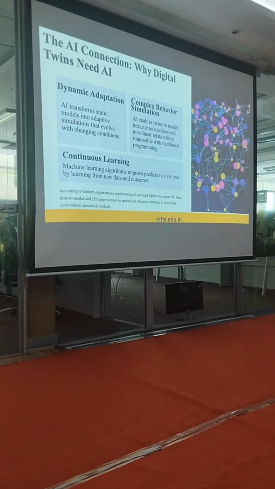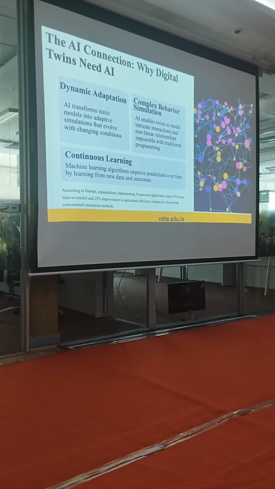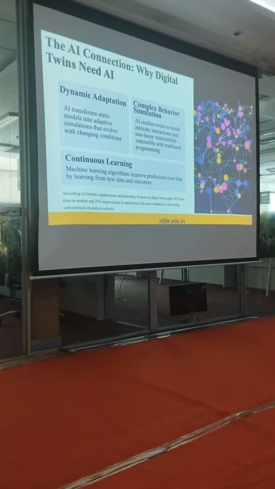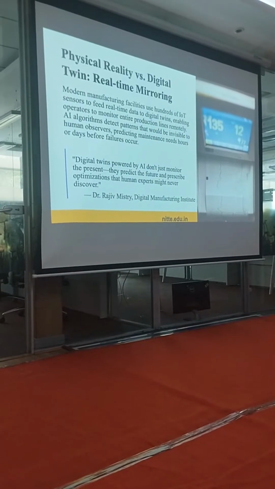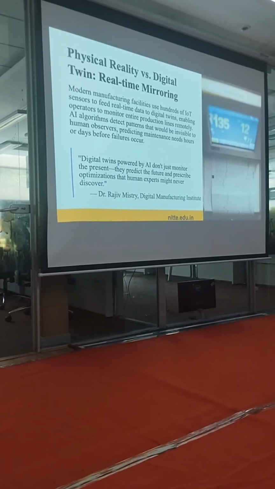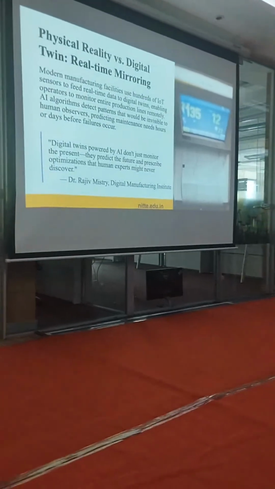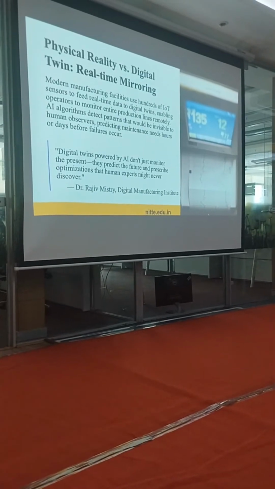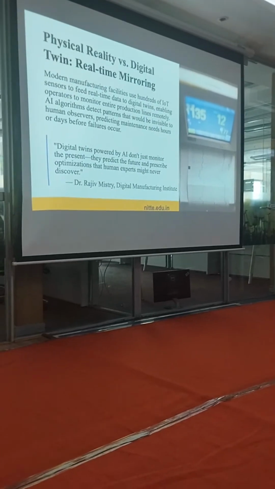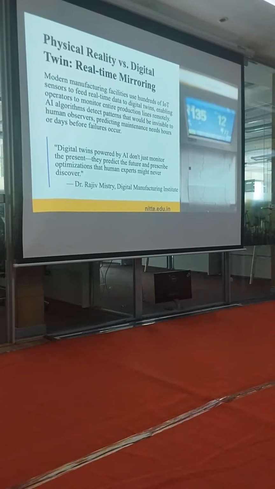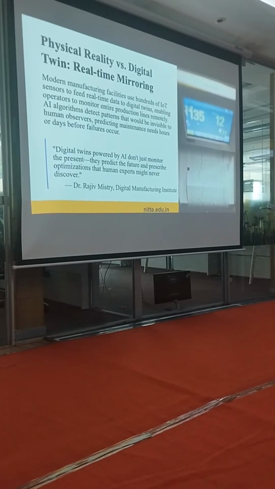Yeah. So the machine learning algorithm improves prediction over time by learning from new data and outcomes. There are some things that I have put in small font, so maybe I can share this so that you can scan through it, skim through it later. Right. Physical reality versus digital twin, the real-time mirroring. Here I've just taken an example of manufacturing facilities, the entire production pipeline. If I wanted to monitor and see where there is a possibility of failure, that can be determined well in advance, in hours or days before the actual failure occurs.